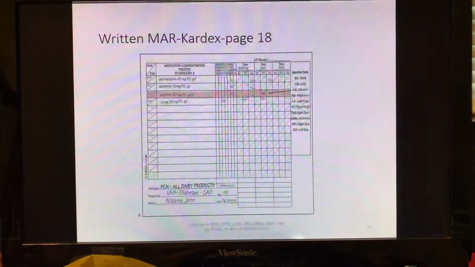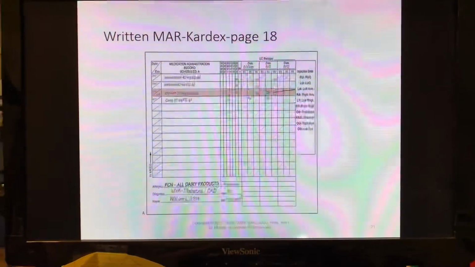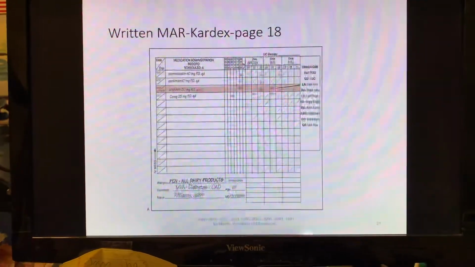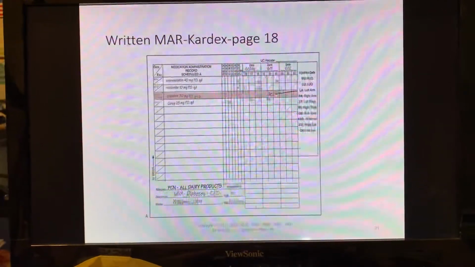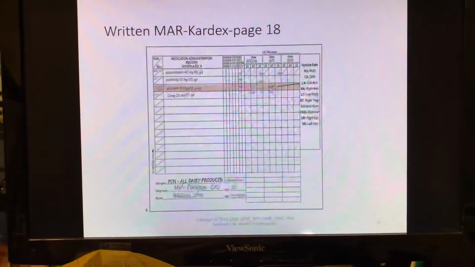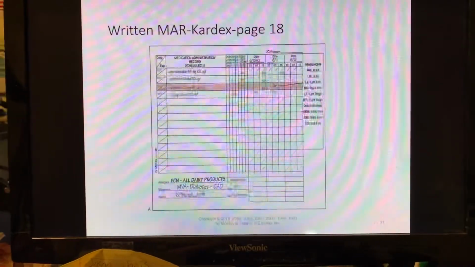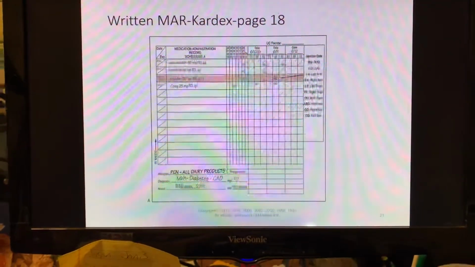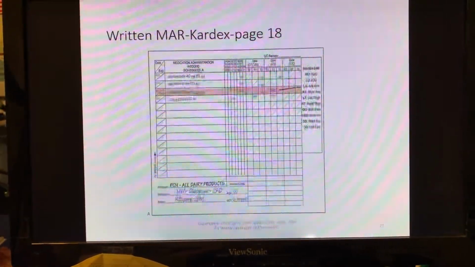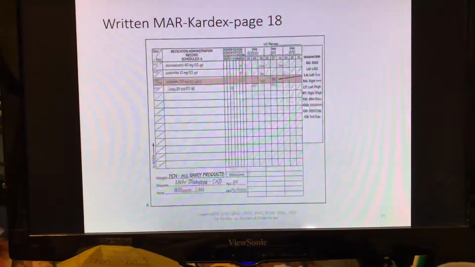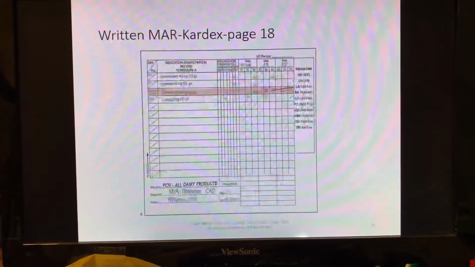This is an old school Cardex. Our book talks about it on page 18. You probably will never see those in the wild again, although some places still have paper charting and paper MARs. But I think gradually everything's going to go to online and everything's going to be computerized.